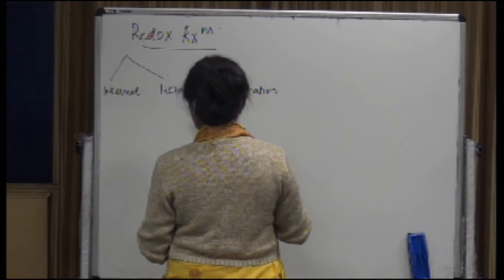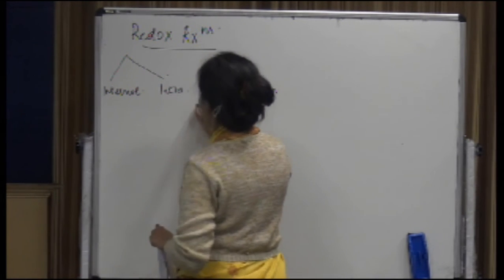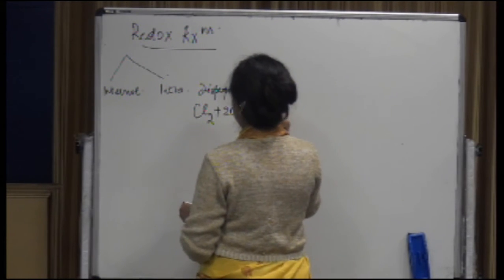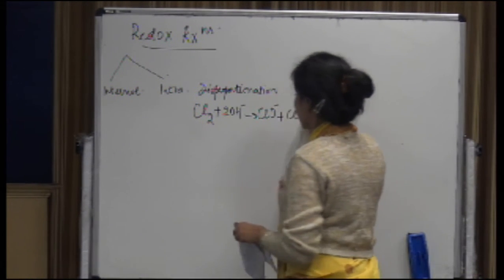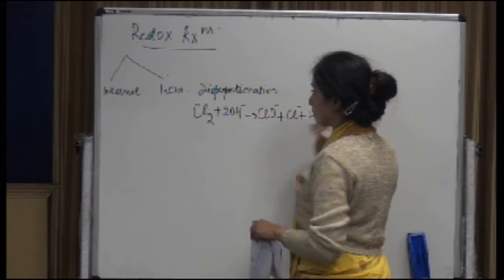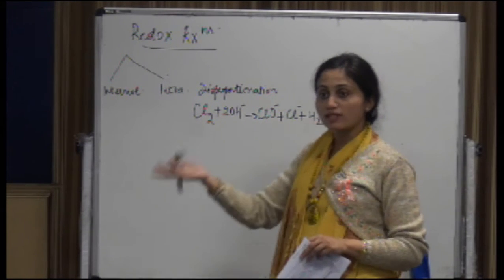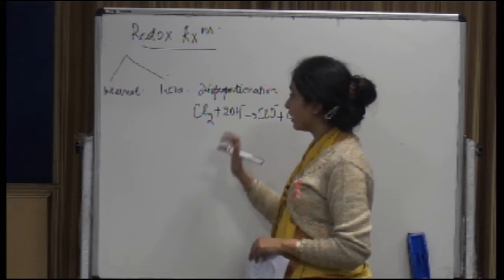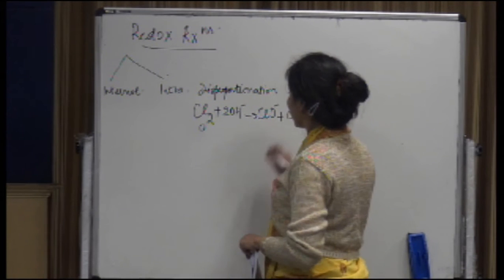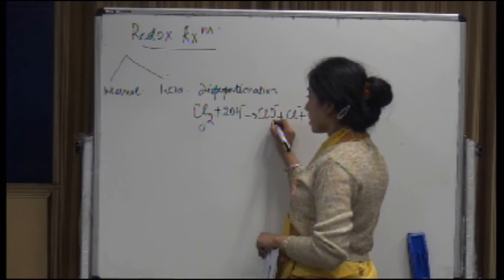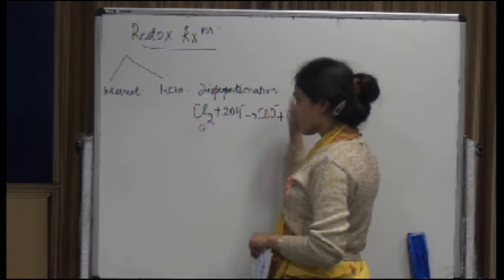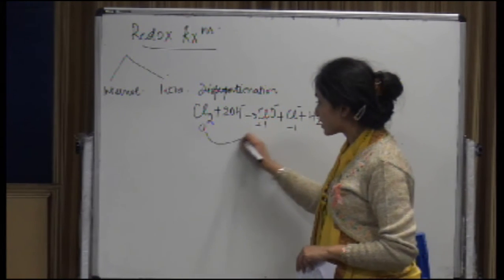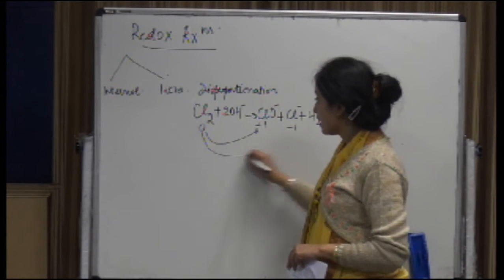So in disproportionation also we had done one of the examples, like we have Cl2 plus 2OH minus, that gives ClO minus plus Cl minus plus water. So here you talk about the same species getting oxidized as well as reduced, and you all now know how to calculate the oxidation number. In this case the oxidation number is 0 here. Here it becomes X minus 2 is equal to minus 1, so that becomes equal to plus 1, and here this is minus 1.